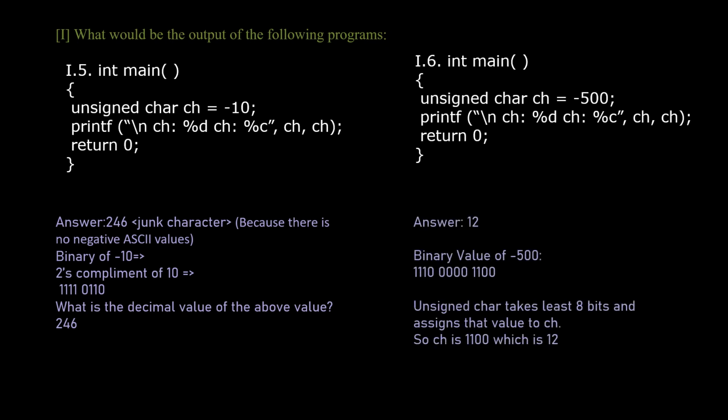Again, ASCII value of -500 will be, okay, this is the binary value of -500: 1110 and 4 zeros followed by 1100. So it takes least significant bits and it calculates what is the decimal value of that, and that will be 12. So unsigned char CH will print 12.